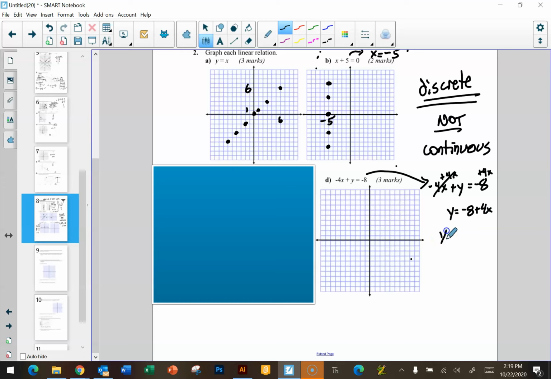I usually do. Y equals, just don't change the signs, right? So 4x and then minus 8. Okay, so I've still got a positive 4x and I've still got a negative 8. So I didn't change the equation. I didn't change the signs.